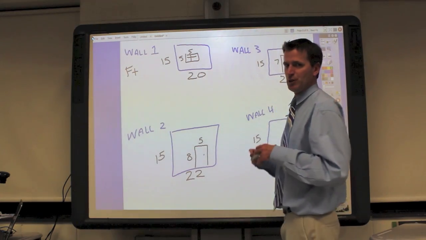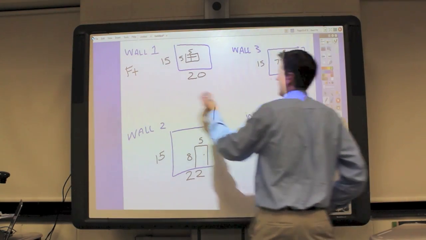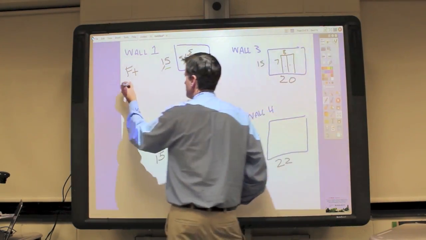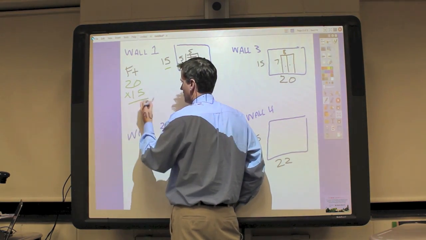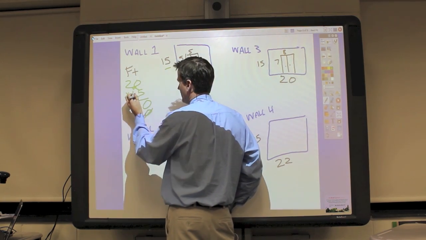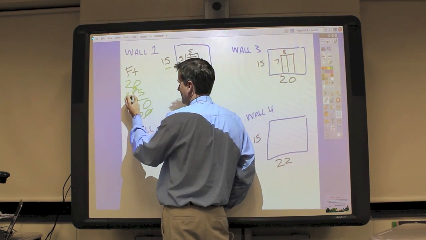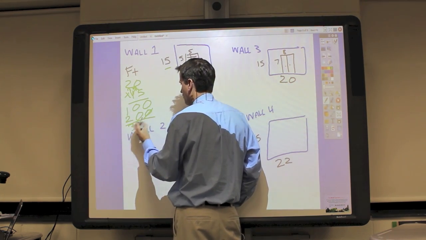Okay, so the first thing we have to do is we have to find an area of the entire wall. So what I have is my 15 times 20. So I have 20 times 15. I do 5 times 0 is 0. 5 times 2 is 10. I do my magic 0. I do 1 times 0 is 0. And I do 1 times 2 is 2. I add those together. I get 300.